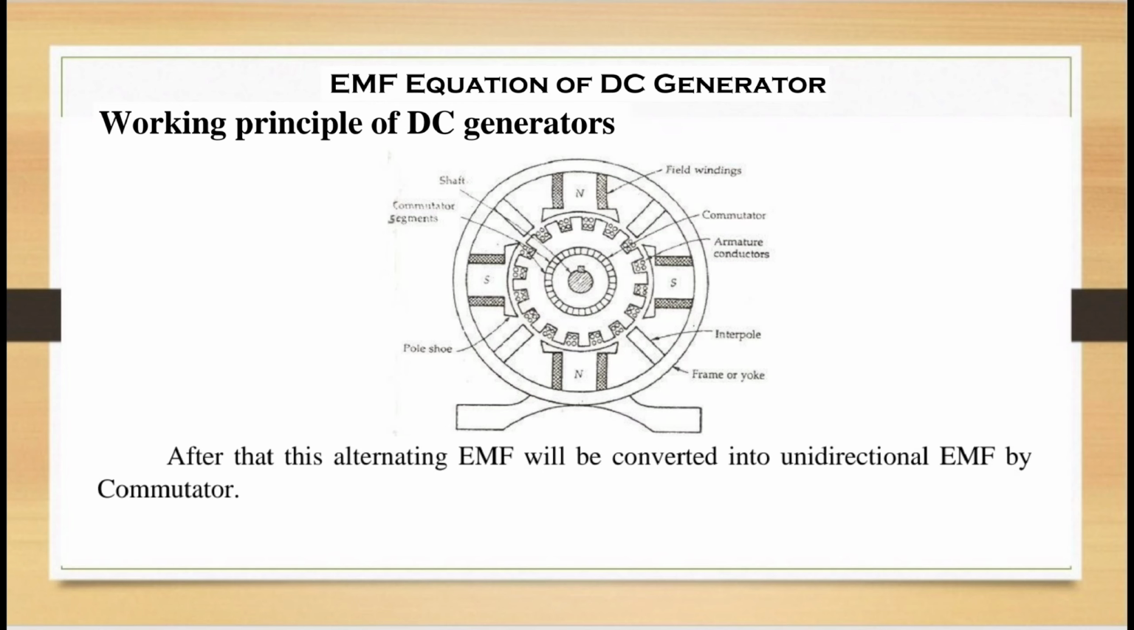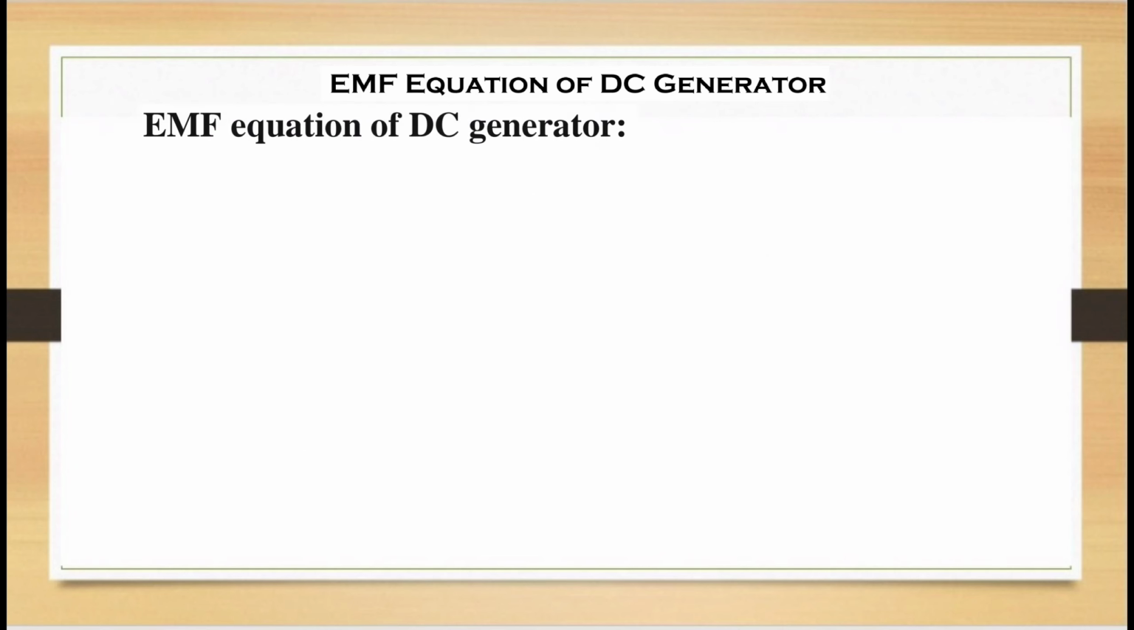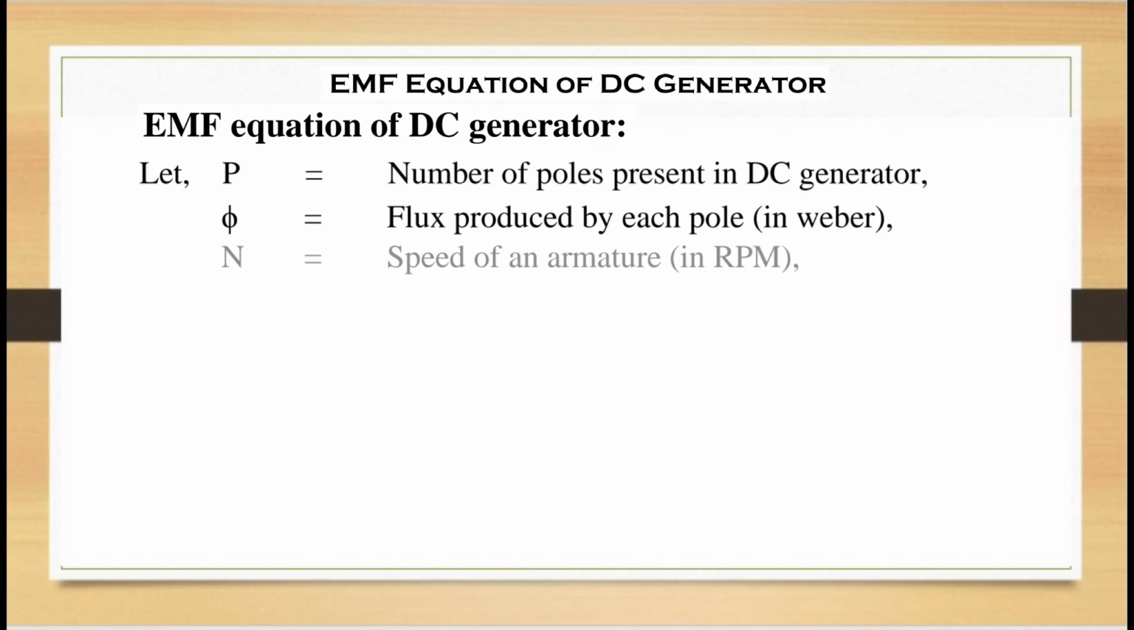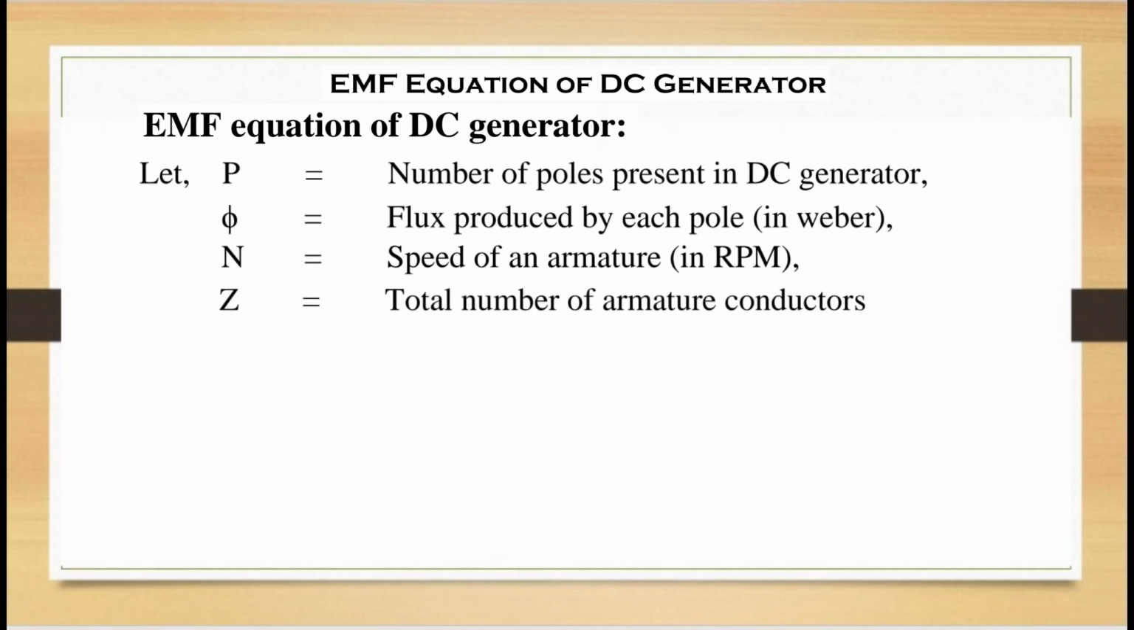Now our duty is to find how much EMF is induced in the armature conductors in one revolution. This will be given by the equation known as the EMF equation of a DC generator. Let's start the derivation. Let P be the number of poles present in a DC generator. Phi is the flux produced by each pole in Weber. Capital N is the speed of the armature in RPM. Z is the total number of armature conductors and A is the number of parallel paths.